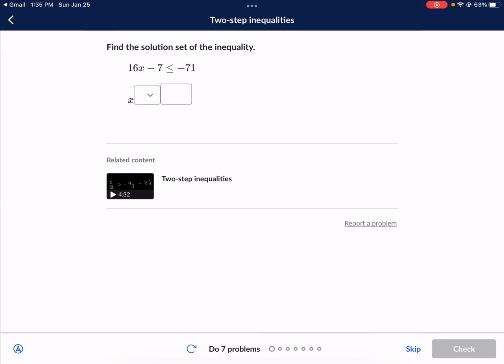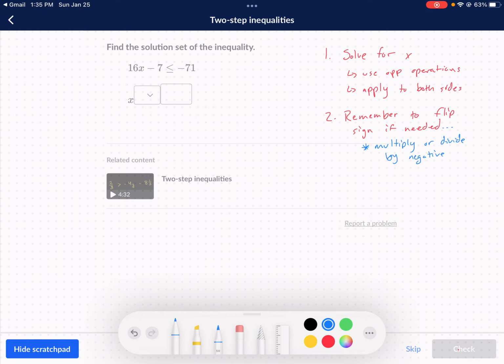So for all these inequalities, this one is 16x minus 7 is less than or equal to negative 71. For all these inequalities, we're going to follow this process. Number one, we are going to solve for x, just like two-step equations. You're going to pretend all these are just normal two-step equations, not an inequality. And there's just going to be one additional rule.